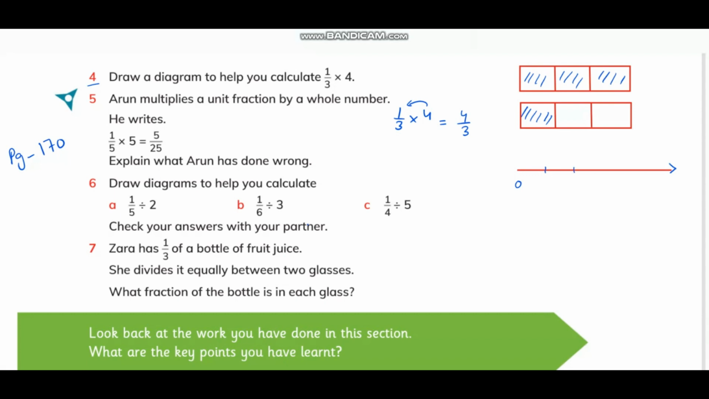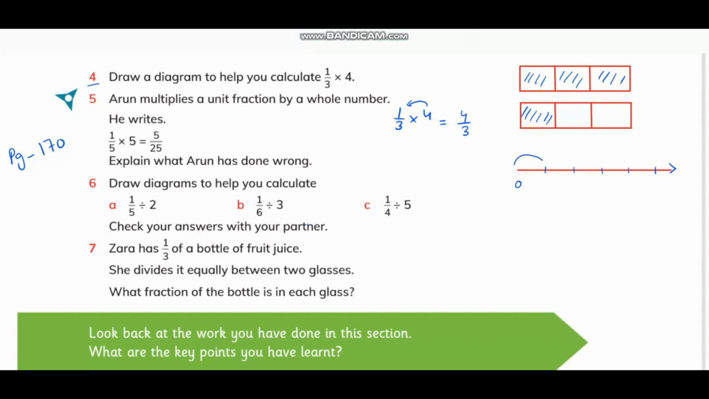2, 3, 4 and 5. Why 4 or 5? Because the number of parts we have to shade is 4. So you can increase one more point. You can write 5 points here. Okay, now look, what we have to do is we have to do like this.